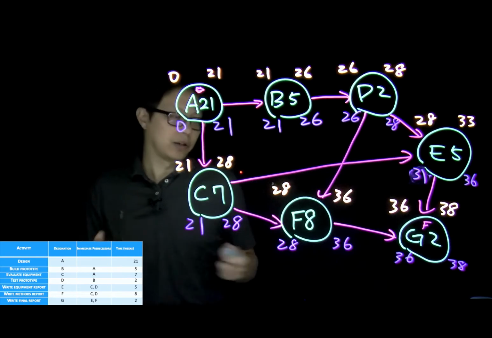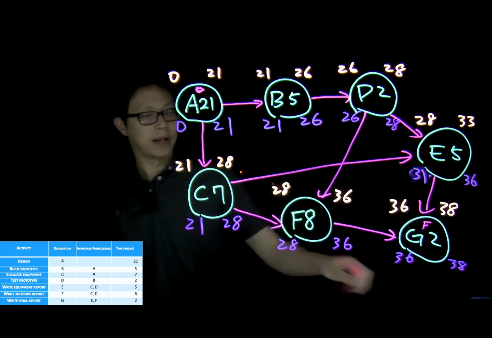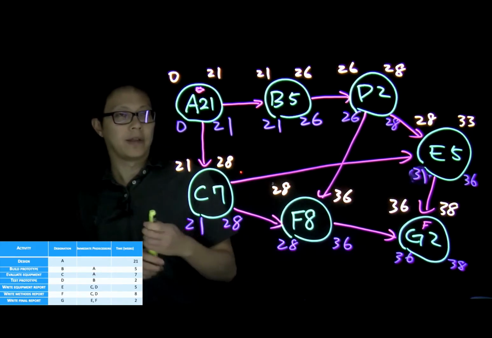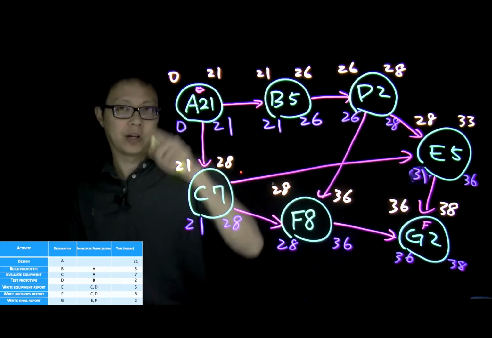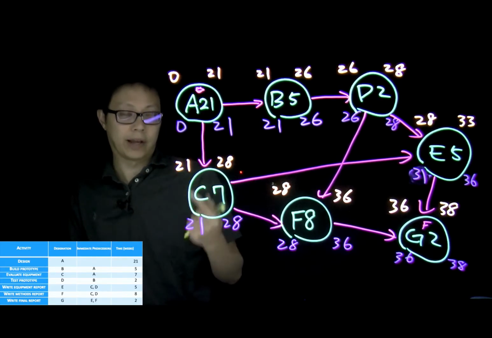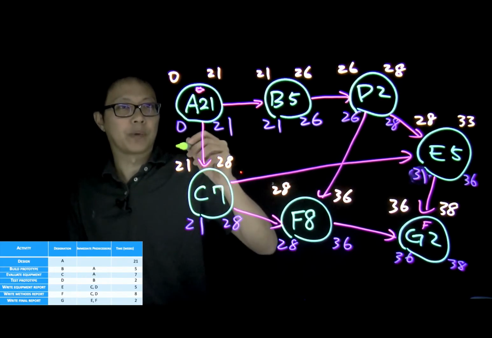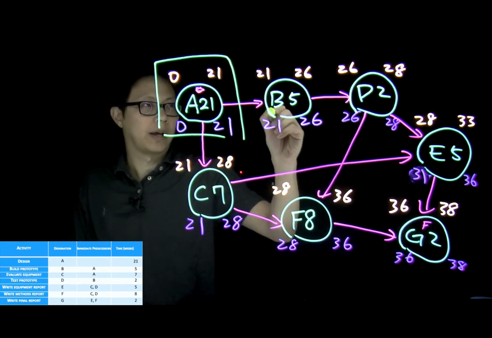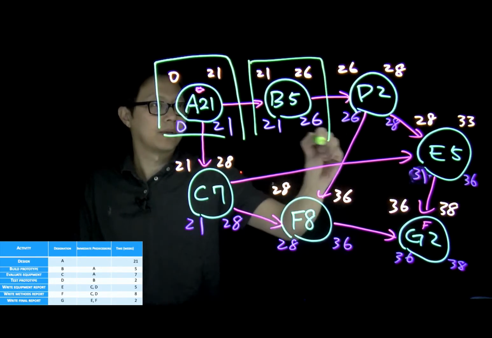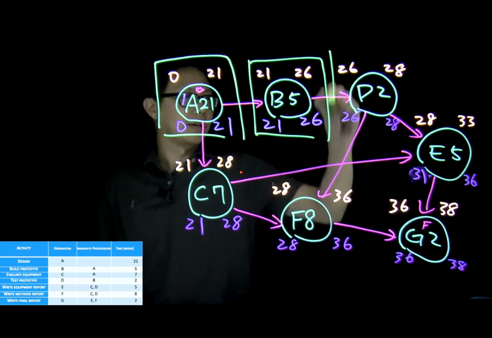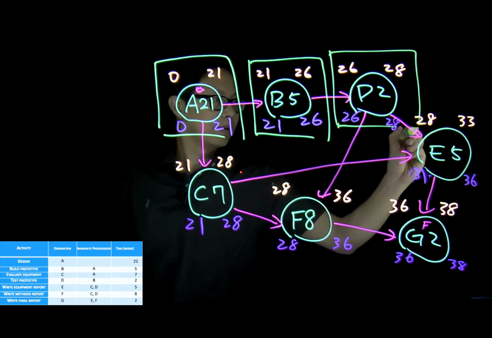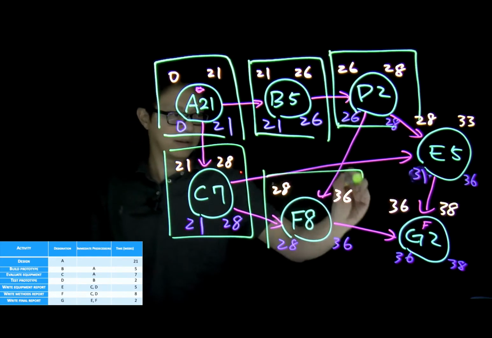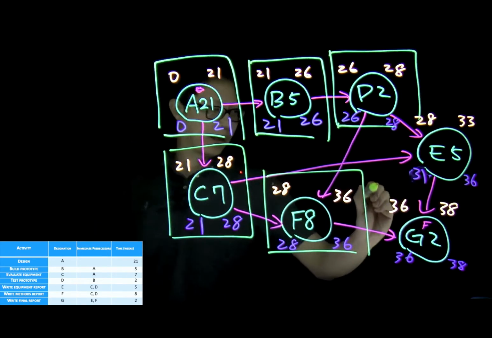Once you figure out the early start time and the late start time, we can try to identify all the nodes that have identical early start and late start time. So that will be this particular node, and this one, and this one, and this one, this one, and this one.